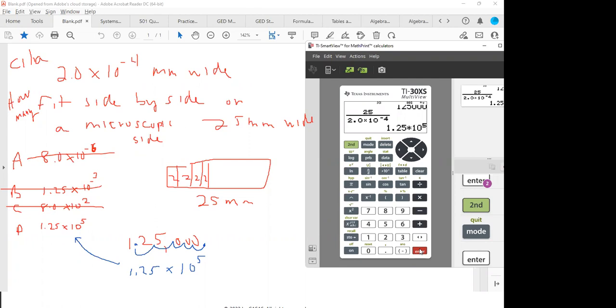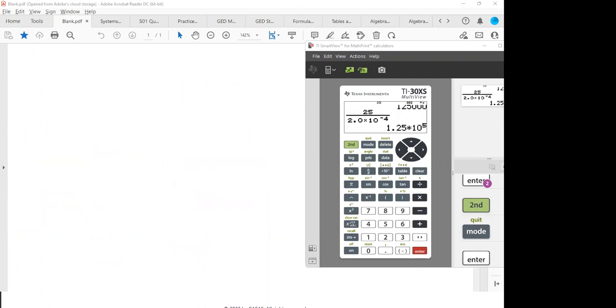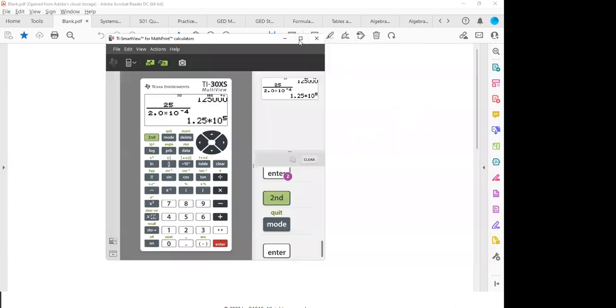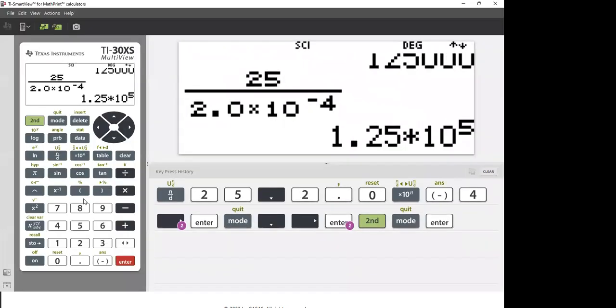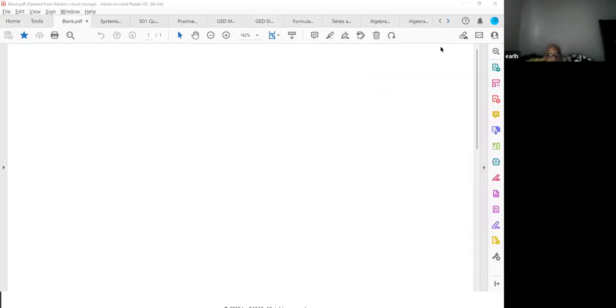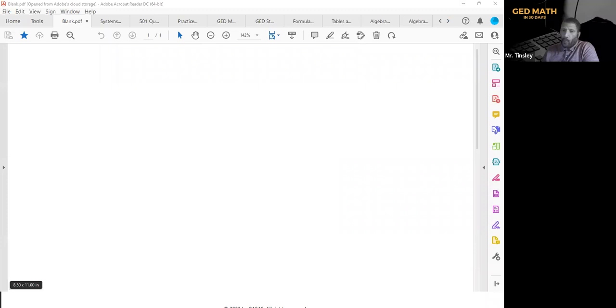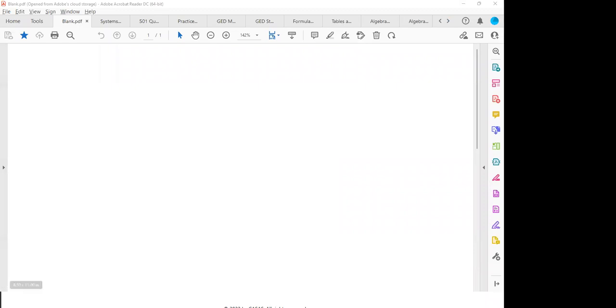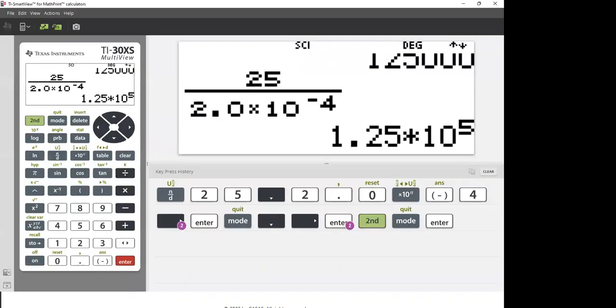Okay, so let me ask you a question, Mr. Tinsley. On the science exam, it's in sentence form. I don't know how to explain it, but it's a word problem. Okay, word problem. So with it being a word problem, will it be 2.0? Like say it could be 3.0, 4.0, but that 25 millimeter.